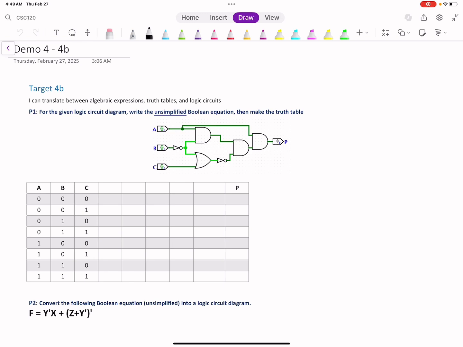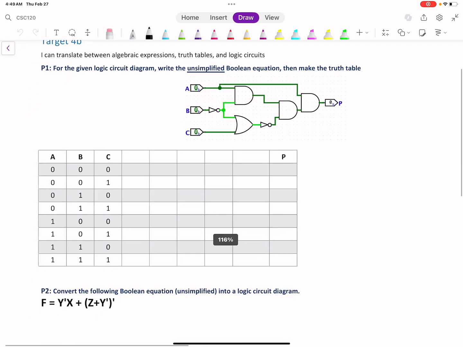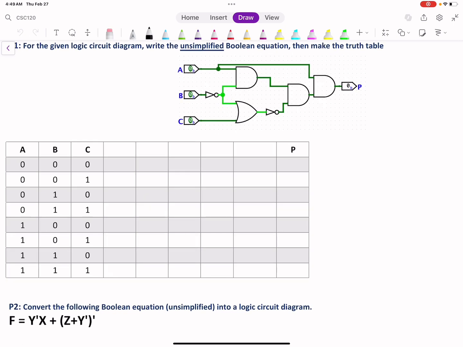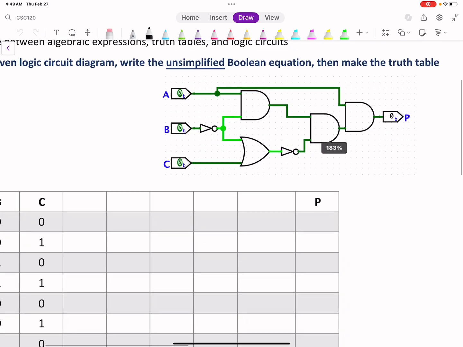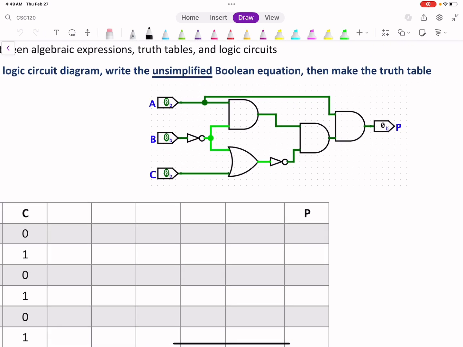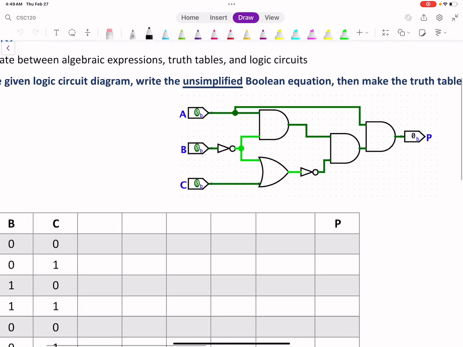For the first question, I just need to write the unsimplified Boolean equation and make the truth table. I already prepared the truth table with just the A, B, C, which are the inputs right here in our Logisim exercise or circuit.